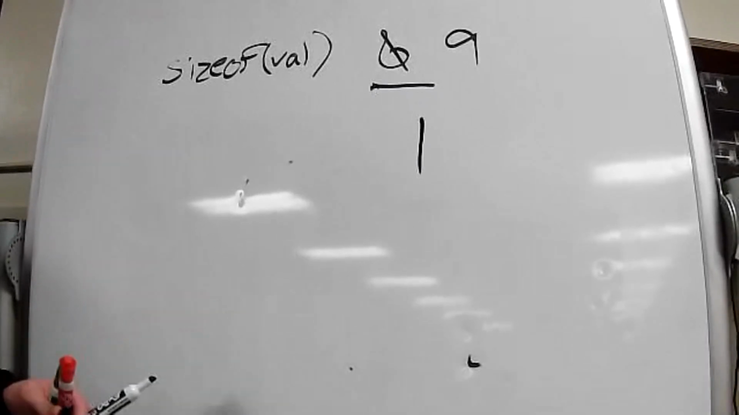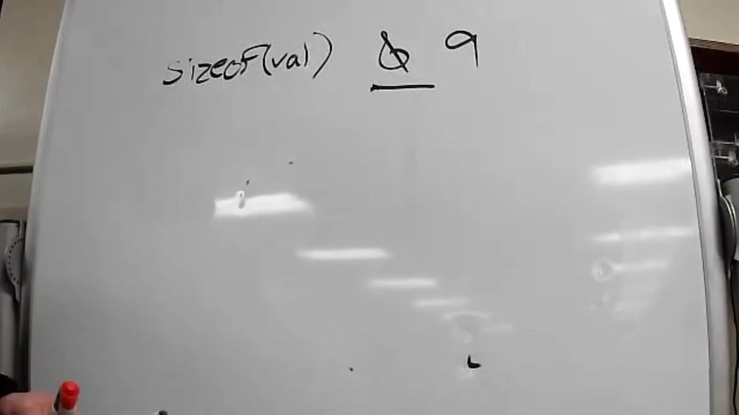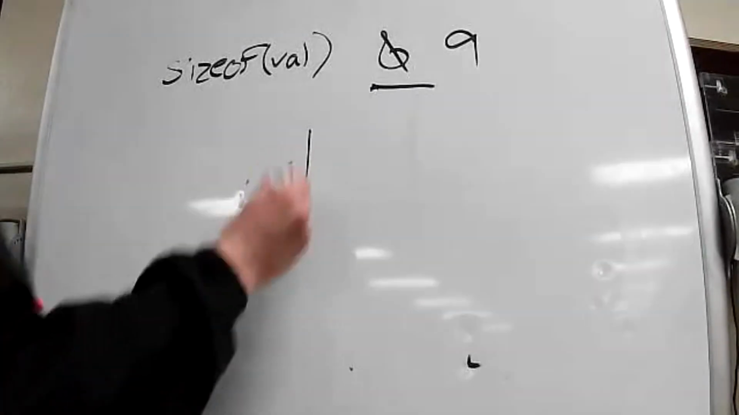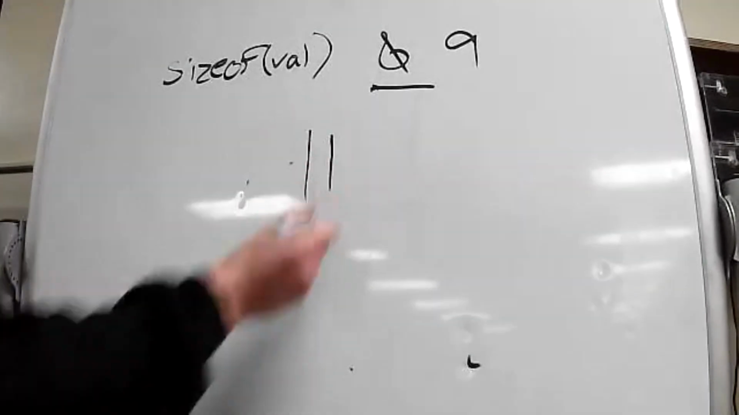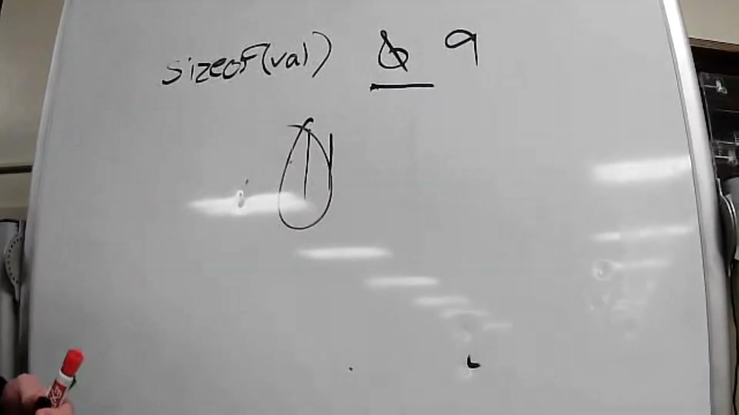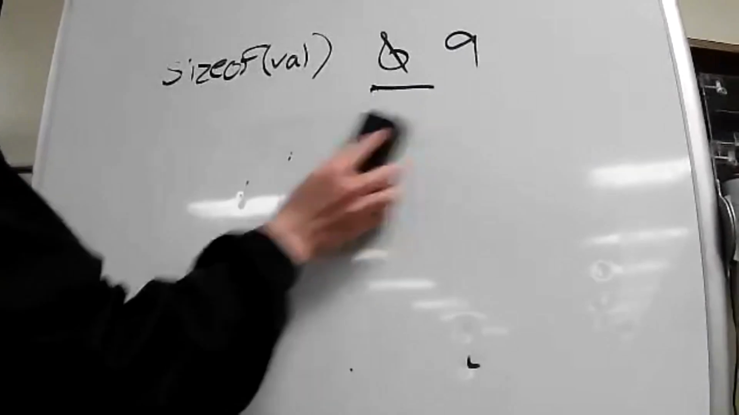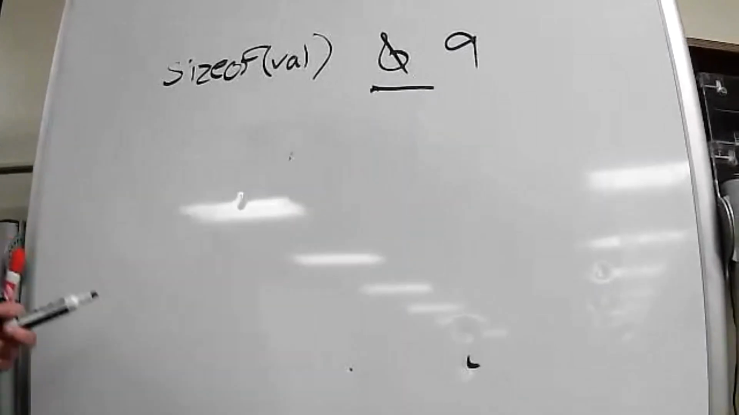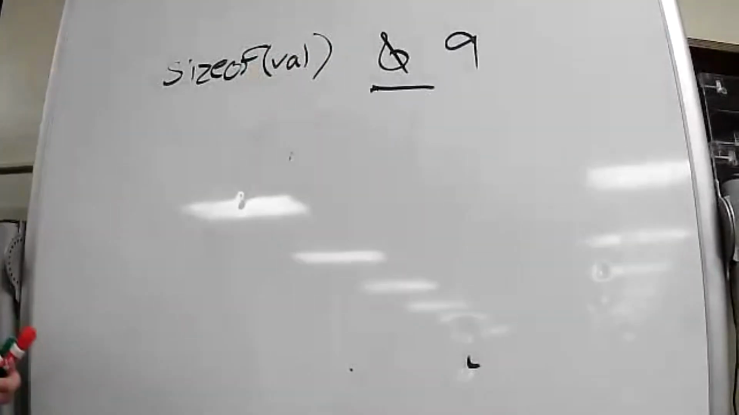This character right here, the straight line. If you're doing an or, you'd have two of them. This is called a pipe. But anyway, whenever you have just one of them, you know it's bitwise.